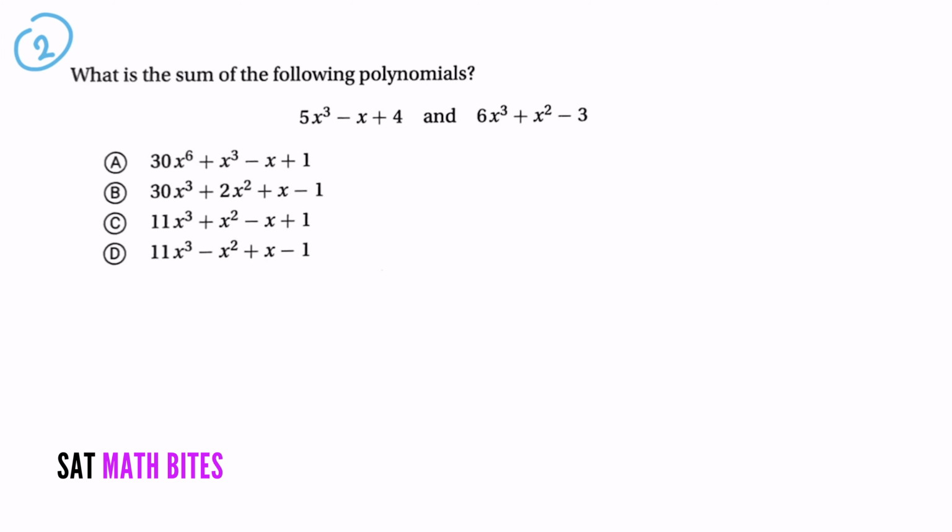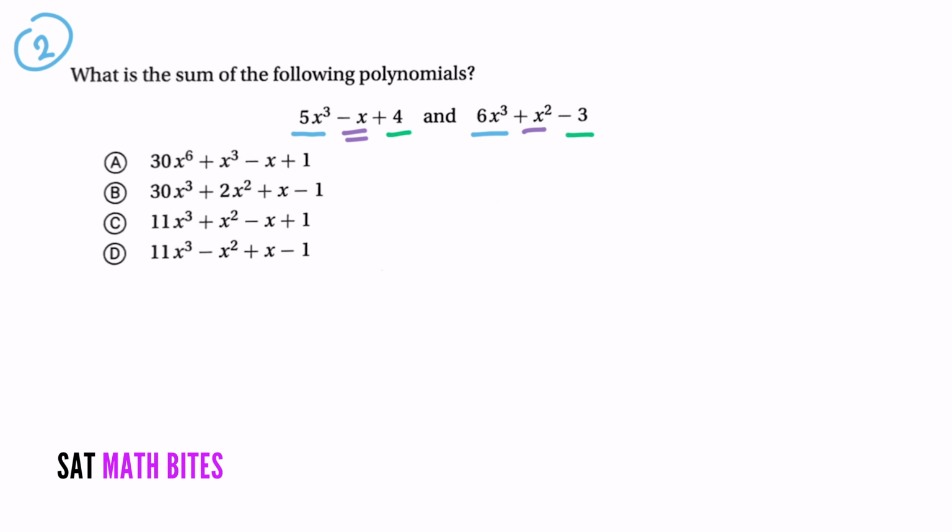In problem number 2, we have to find the sum of the following polynomials. So we have to understand what like terms are. 5x to the third and 6x to the third are like terms because they have the same variable and the same exponent. But x squared and negative x are not like terms because the exponent is different. But 4 and negative 3 are like terms.